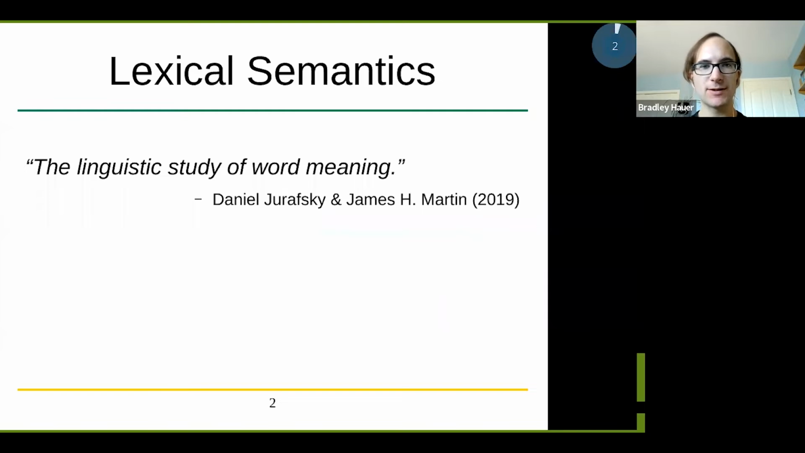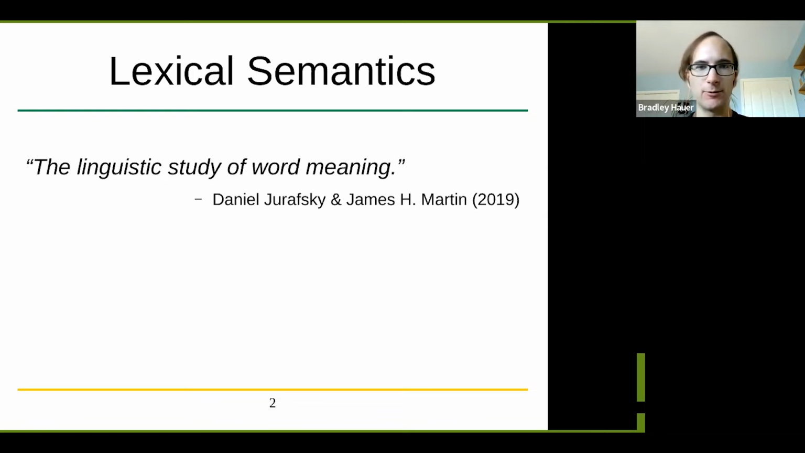Now, one of the standard textbooks in natural language processing was written by Daniel Jurafsky and James Martin, and in the most recent edition of that textbook, they describe lexical semantics as the linguistic study of word meaning. So the overall setting in which we find ourselves for today's talk, what we're talking about when we say lexical semantics, is designing automated systems that have some awareness of what words mean when they process text.